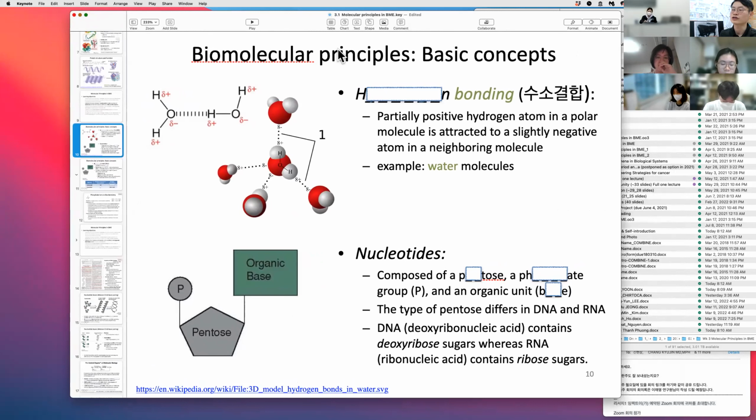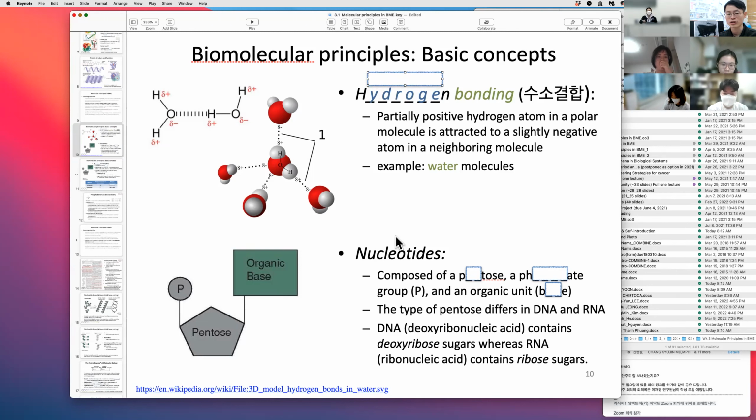So biomolecular principles. Actually, there's a question about bonding. The biomolecular principle is a basic concept, which is very important. We all know our water molecule is partially positive on the hydrogen atom side and partially negative on the oxygen side, so these small water molecules attract each other. I think everyone knows this, so I wouldn't ask any question. This is hydrogen bonding. And now we get to this genetics aspect.